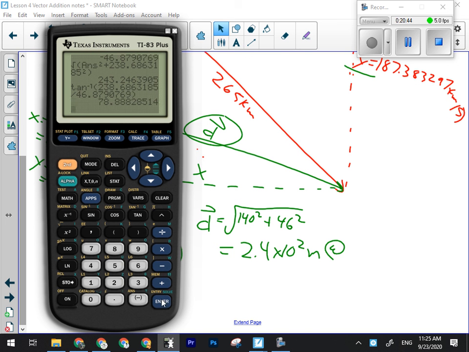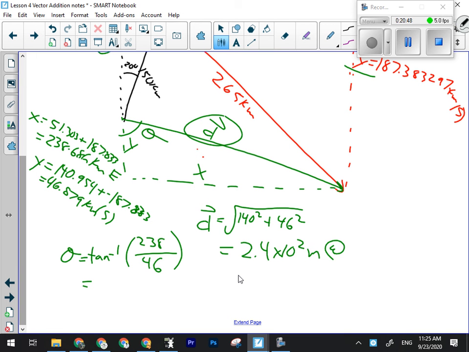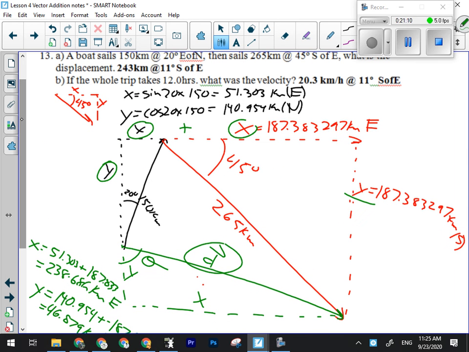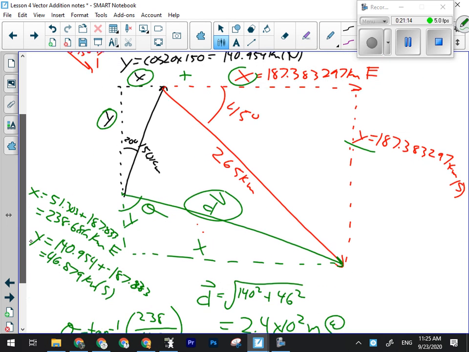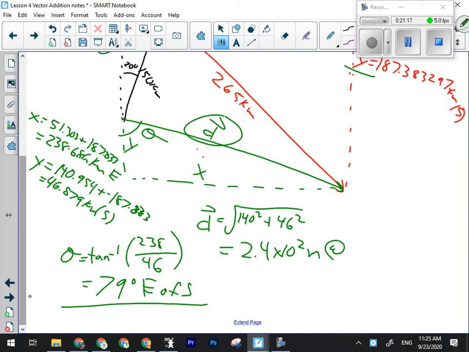Okay, so we're looking at 78.8. I only have two significant digits, so 79 degrees. And that'll be east of south. Okay, so my final answer for my displacement is 2.4 times 10 to the 2 kilometers at 79 degrees east of south. Right. Now, the second part of this question asked me to calculate the average velocity if this takes 12 hours.